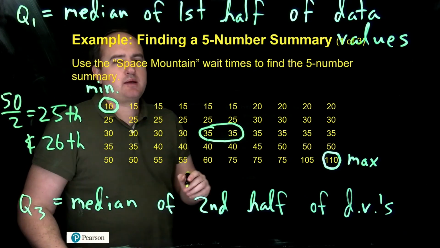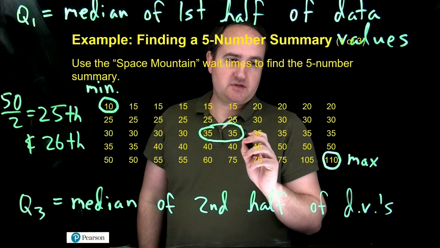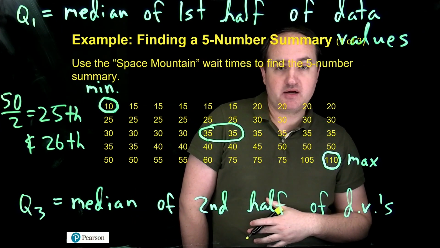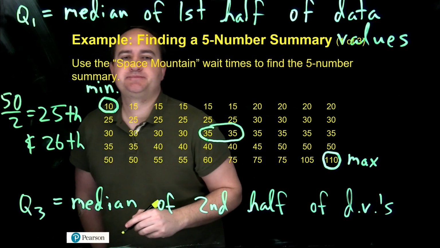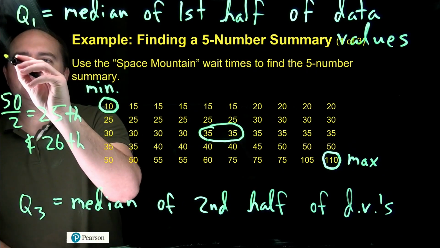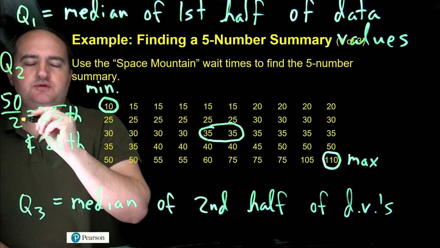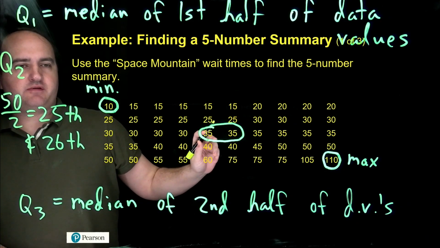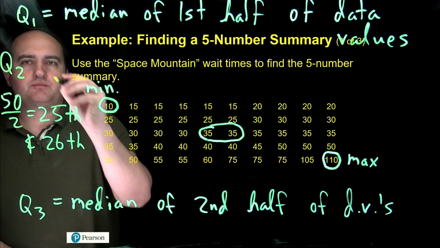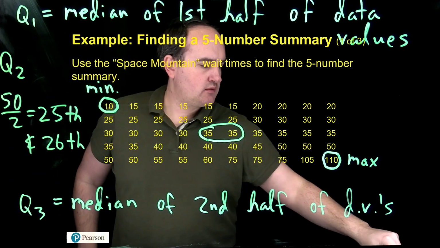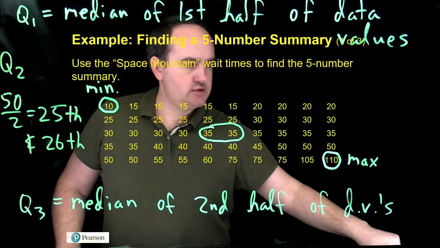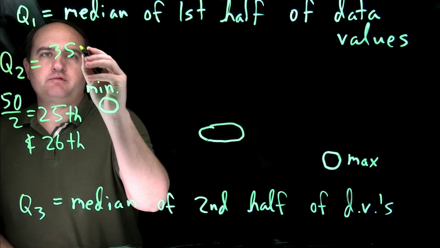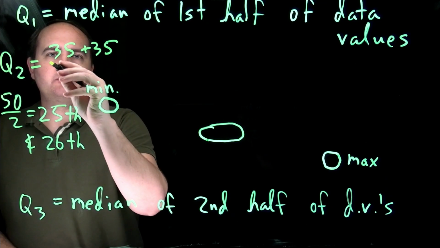Okay, so anyway, Q2 is the median, which is going to be, because there are two middle values, we add them up and we divide by 2 to get Q2. So what we're doing right here is we're trying to find Q2, which is the median, and that's going to be 35 plus 35 all over 2. So Q2 equals 35 plus 35 all over 2.